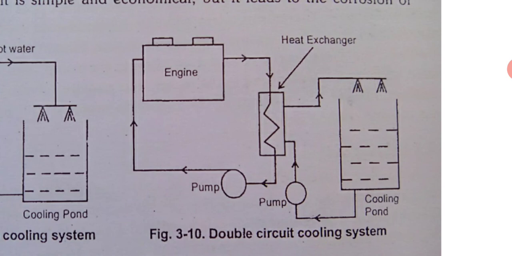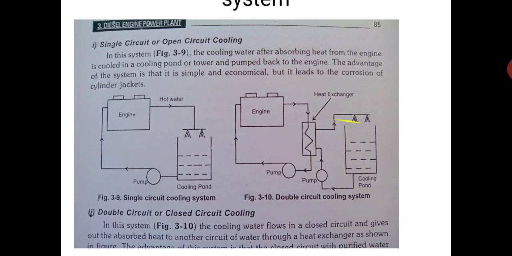But here the heat exchanger is working in conjunction with a cooling pond or even a cooling tower. The cooling pond will supply the cold water to the heat exchanger. Again there is a heat transfer between water and water here. The cold water from the cooling pond will exchange the heat with this hot water and it will come back to the cooling pond. Here in the cooling pond there are sprays, so that the heat from the water is sent to the atmosphere. So this is the double circuit and single circuit cooling system.